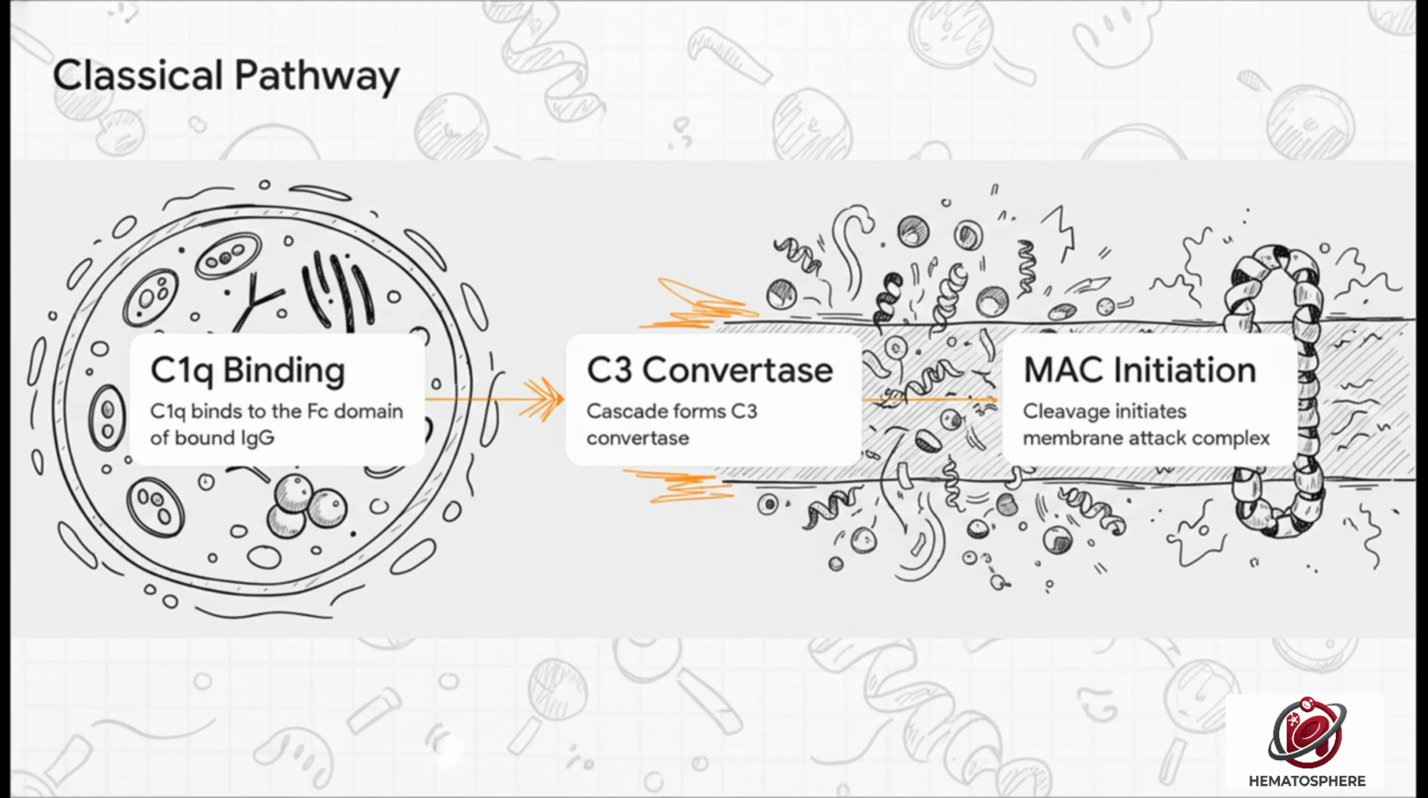Step 1. The C1q protein physically binds to that Fc domain of the antibody. Step 2. This kicks off a chain reaction that forms an enzyme called C3 convertase, which rapidly cleaves or cuts apart the C3 and C5 proteins.